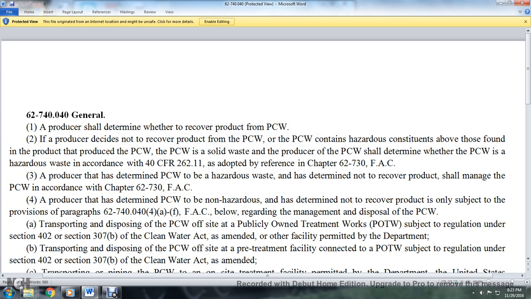General, Part 40. The producer will determine whether to recover the product from the petroleum contact water. If the producer decides not to recover the product from the petroleum contact water, or if the petroleum contact water contains hazardous constituents above those found within the product produced with the petroleum contact water, the petroleum contact water is a solid waste, and the producer should determine whether it is hazardous waste.